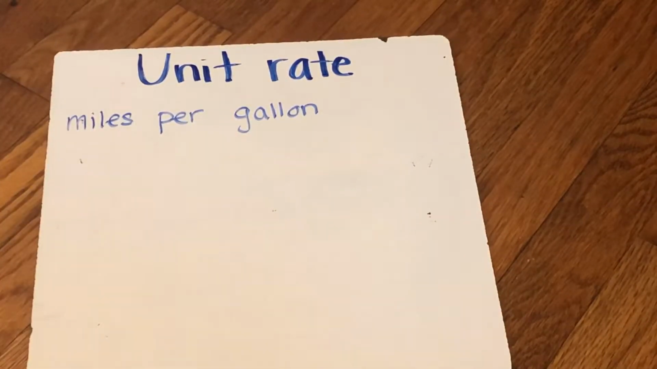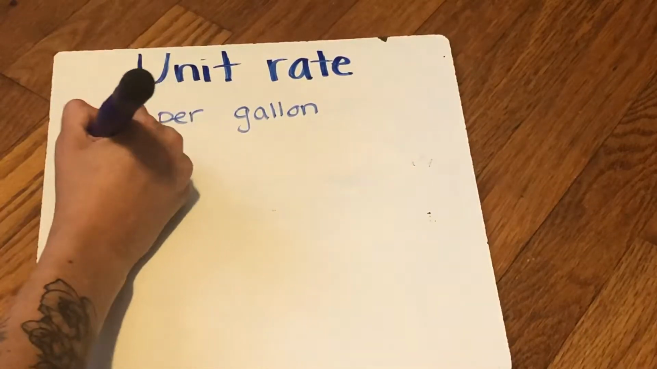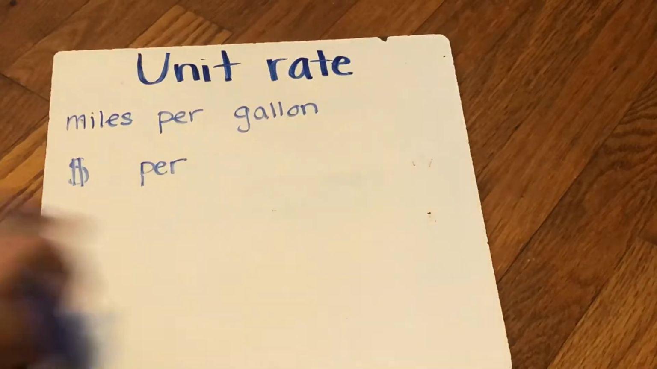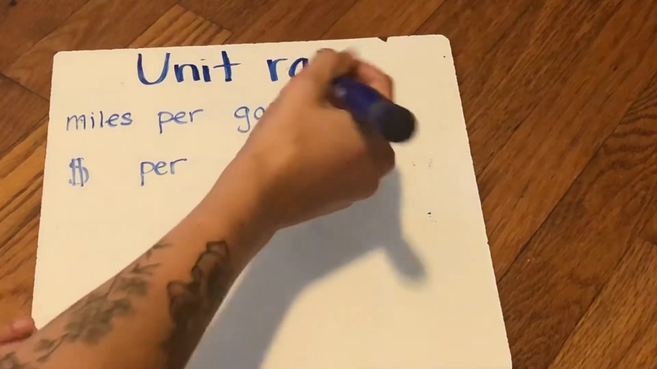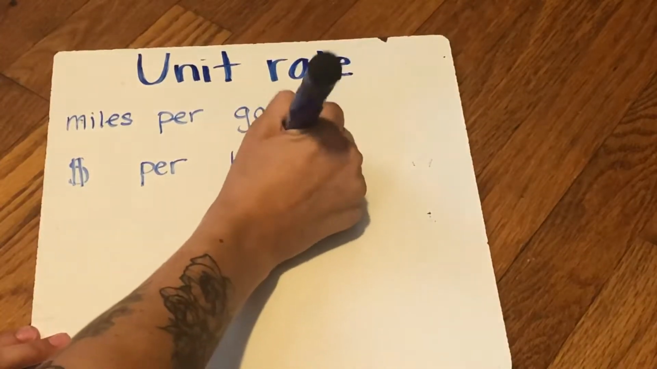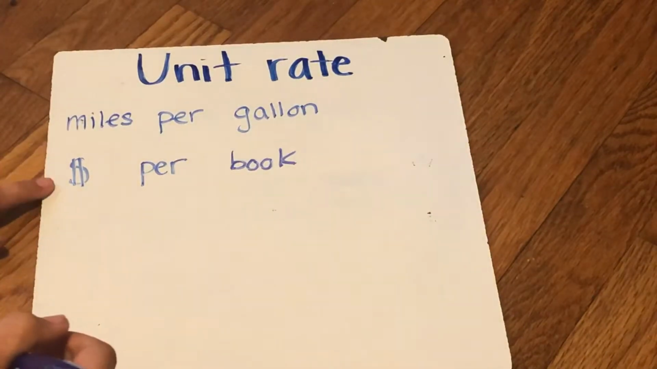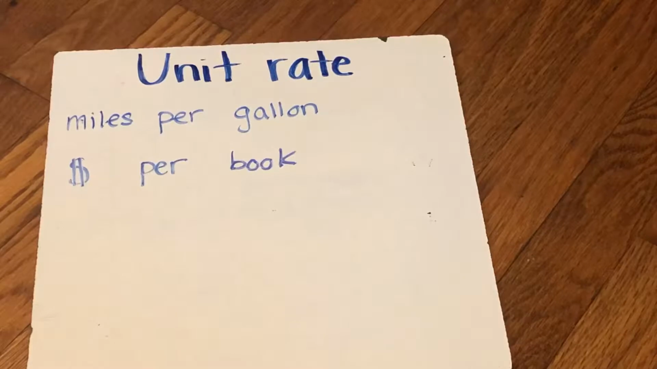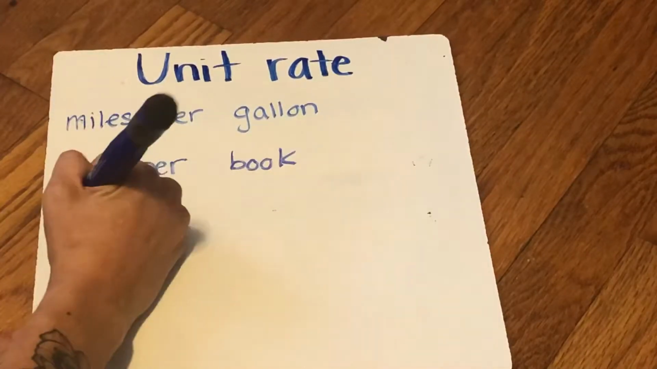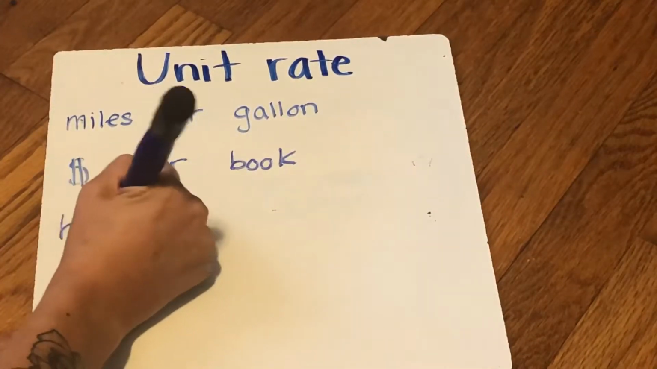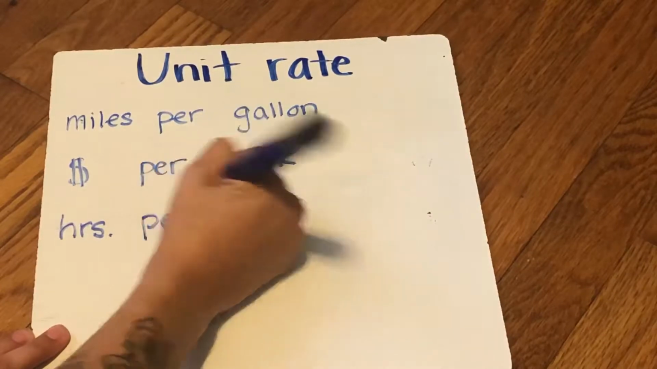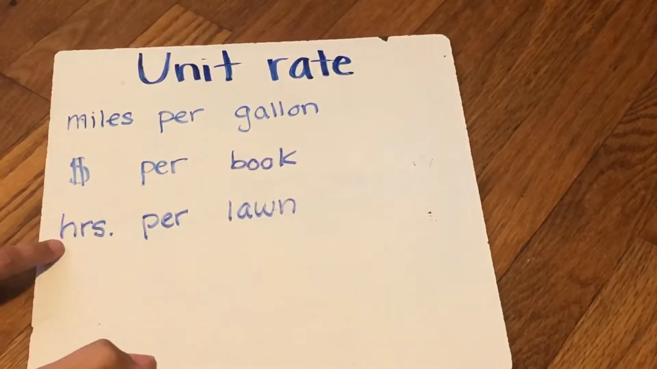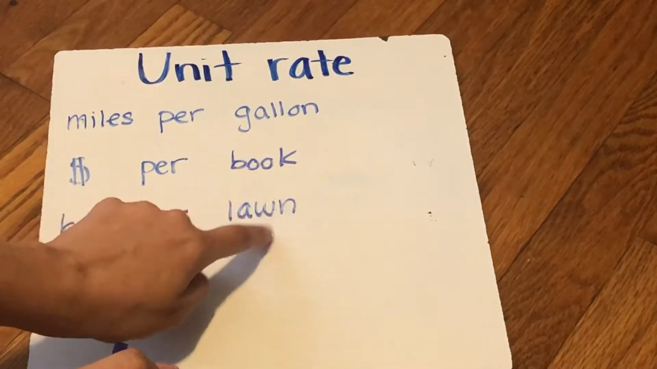I also have money as an example. So I have money, so dollars per, and maybe the item I want to buy. So maybe I want to buy some books. So how many dollars per book? All right, another one could be time. So I could say hours per lawn. So maybe I'm mowing lawns and I want to know how many hours is it going to take for a certain number of lawns.